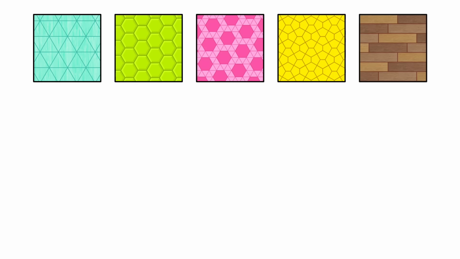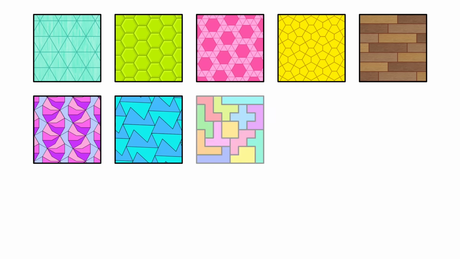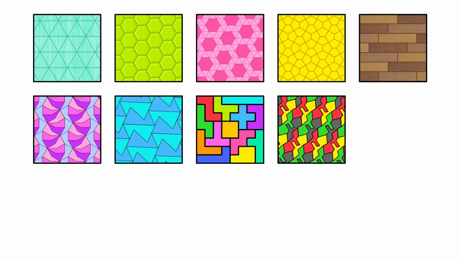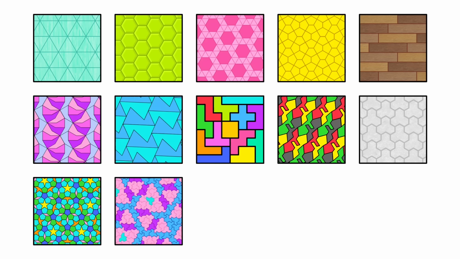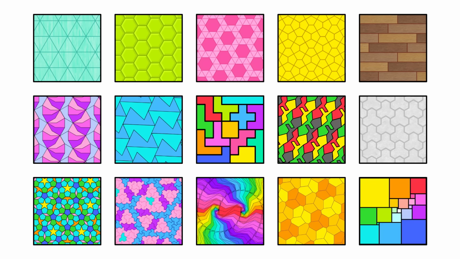These include regular tilings, semiregular tilings, Laves tilings, monohedral tilings, pentagonal tilings, polyominoes, making a tiling from any shape, wallpaper groups, aperiodic tilings, and more. We'll get to all of those in this video, but first we have to start with the basics.